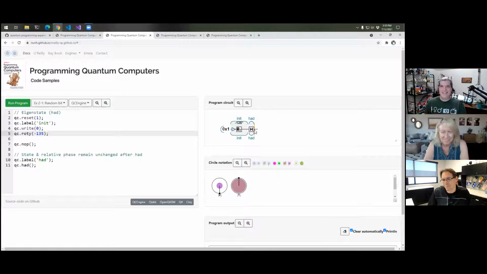Okay, it took me a while to grasp that. So if I go back before the had, you'll notice that the 0 is pointing up and the 1 is pointing down. And then after the had, now the 0 is pointing down and the 1 is pointing up. Now, relative to each other, there's still 180 degrees difference. So the relative phase is unchanged. But the global phase is different because they basically both rotated the same amount, if that makes sense. So what do you think about that?